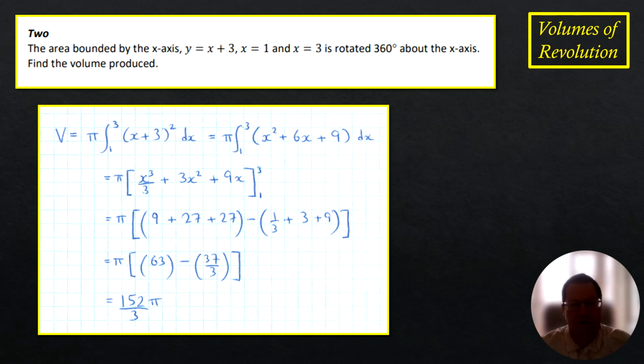Again, in this second question, we're going around the x-axis. We're doing it for a straight line. So y equals x plus 3. We square the straight line, we integrate it. And then we substitute in 3 and 1, and we get 152 thirds of pi.